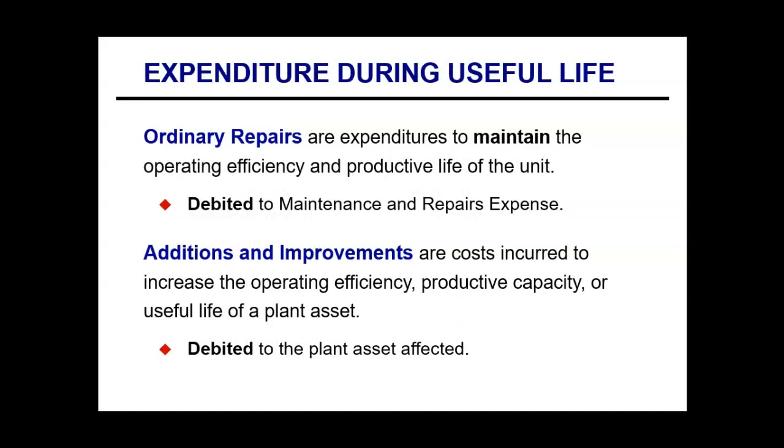Okay, so we talked about revenue expenditures and what we call capital expenditure. If it is an ordinary repair, that's what we call a revenue expenditure. Just debit an expense account such as maintenance and repairs. But if it's a capital expenditure, meaning it will increase the efficiency of the asset, increase its productivity, or extend the useful life of a plant asset, then that expenditure will be debited to the actual plant asset account that's going to be affected.